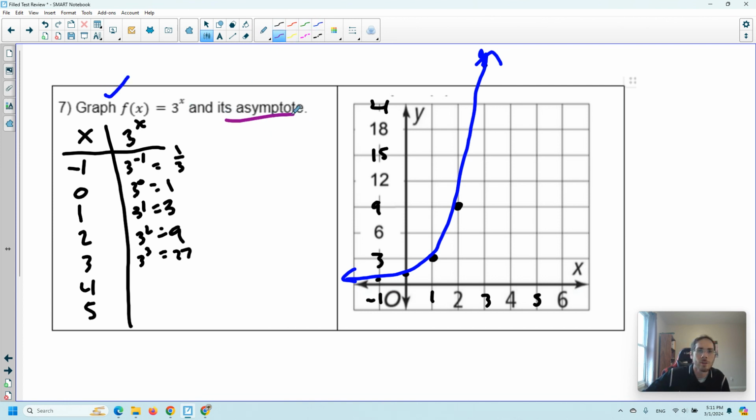Now I have to do the asymptote. So I have to graph the asymptote. A lot of people didn't graph the asymptote on the quiz. The asymptote is at y equals 0, so you just draw in the y equals 0 line. That's it.